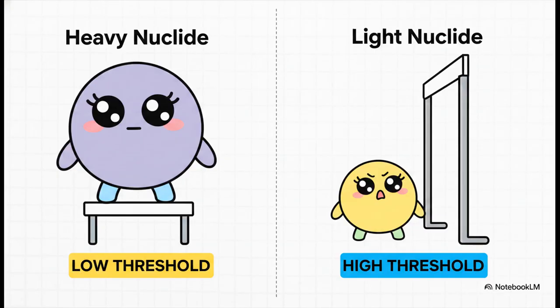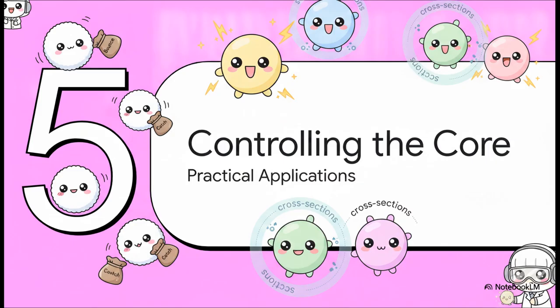What's absolutely fascinating is how this rule changes depending on the size of the atom you're hitting. Heavier nuclides, like uranium-238, have a much lower energy threshold. We're talking around 50 kiloelectron-volts compared to lighter atoms. Their entry fee of energy is much, much lower. And this is incredibly significant because it means heavy elements are far more prone to this type of excited reaction at lower energies.